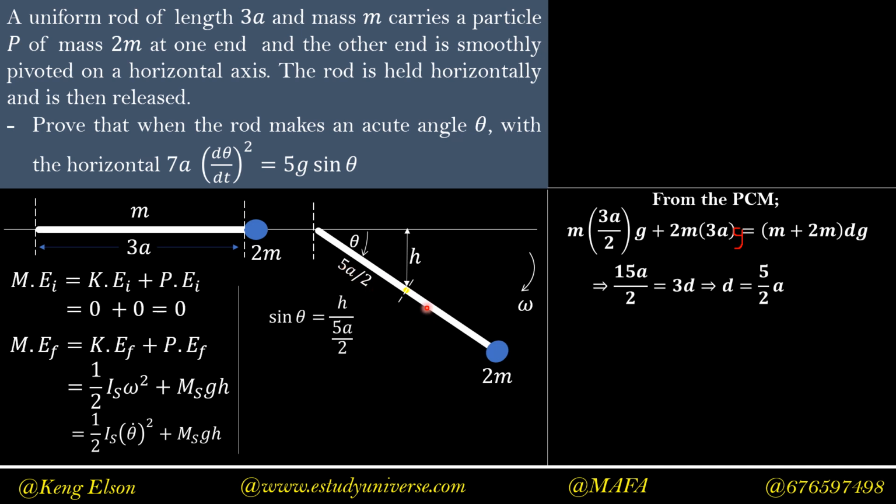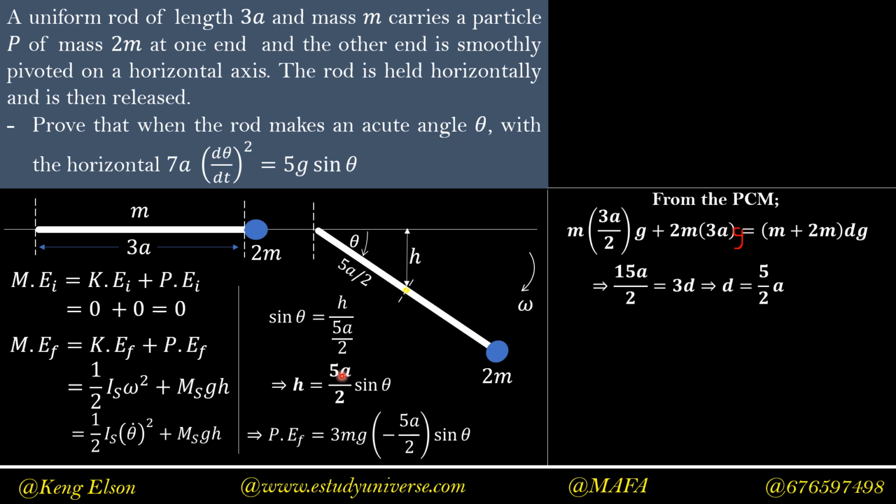All right, so how do I now get h? I need to use the sine of theta. The sine of theta is the opposite, which is h, divided by the hypotenuse, which is 5a divided by 2. So it therefore means that my h becomes 5a divided by 2 times sine theta. So I can now get the final potential energy. The final potential energy is basically the mass of the system times g times h.